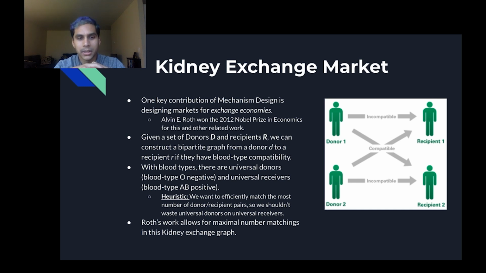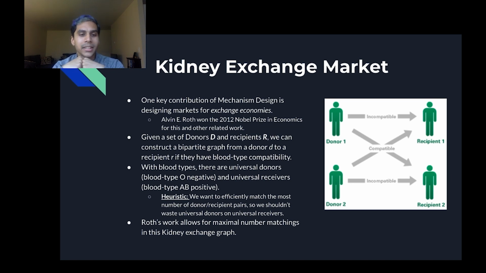specifically in the design of kidney exchange markets. So how do kidney exchange markets work? Well, kidney exchange markets refer to kidney donations. You have a set of donors and a set of recipients, and we want to take kidneys from the donors and match them to the proper recipients. So how do you do this? You construct a bipartite graph connecting a donor D to a recipient R if they have a blood type compatibility.